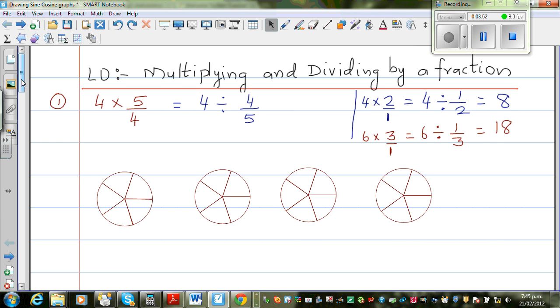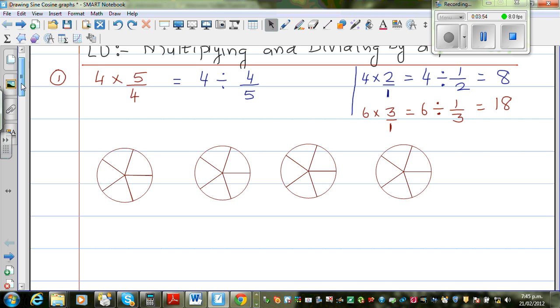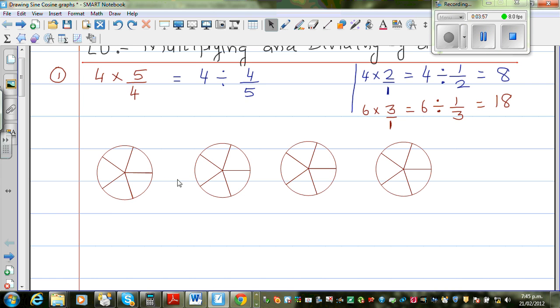Let us understand this in a diagrammatic way. Here you're asking the question, when you divide 4 into 4 fifths, how many lots of 4 fifths are there in 4? If you want to write this as a sentence, this is how you should be thinking: there are how many 4 fifths in 4? This is your question.